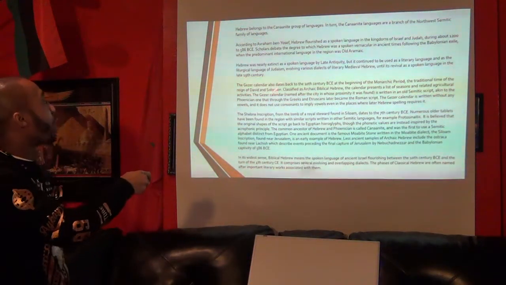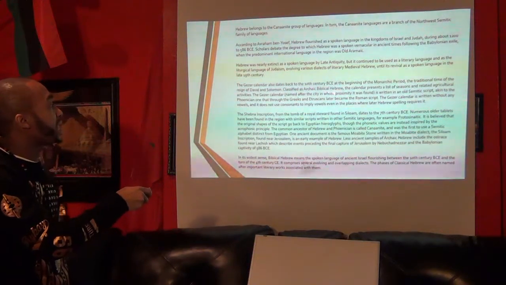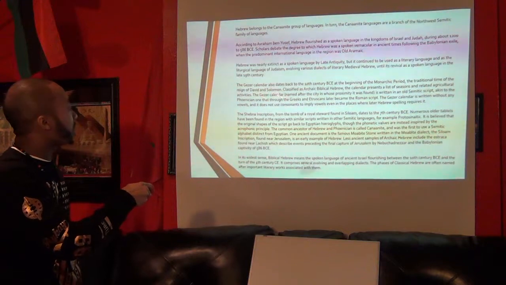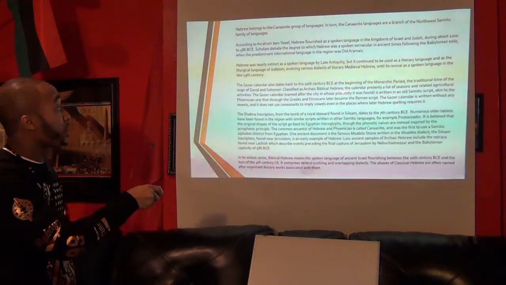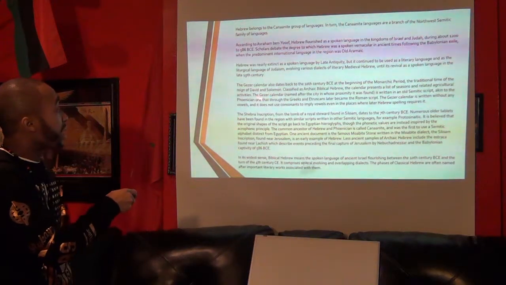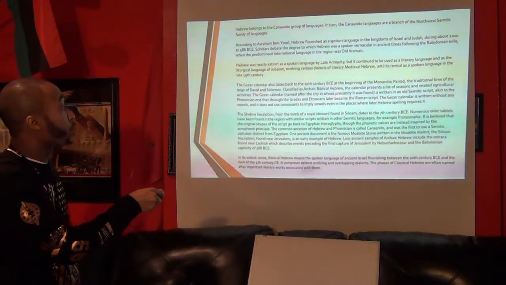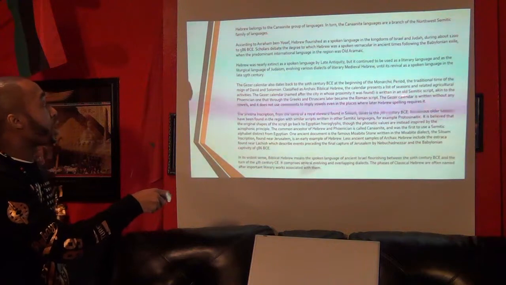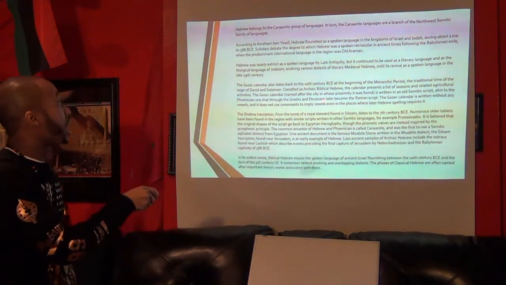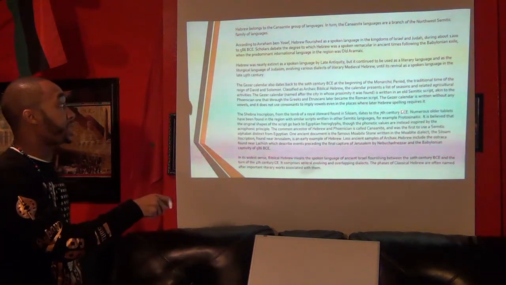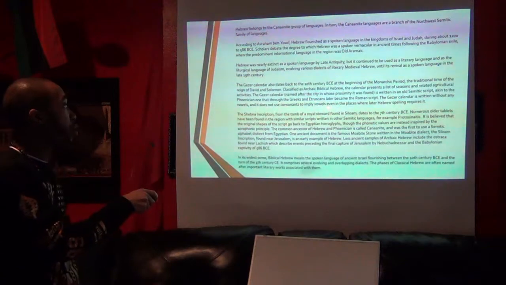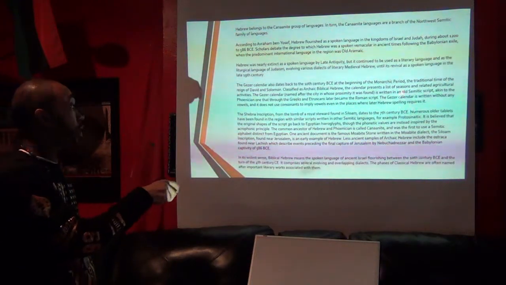The Giza calendar also dates back to the 10th century BCE at the beginning of the Minoic period, the traditional time of the reign of David and Solomon. Classified as archaic biblical Hebrew, the calendar presents a list of seasons and related agricultural activities. The Giza calendar, named after the city in whose proximity it was found, is written in an old Semitic script, akin to the Phoenician one that through the Greeks and Etruscans later became the Roman script. The Giza calendar is written without any vowels, and it does not use consonants to imply vowels even in the places where later Hebrew spelling requires it.